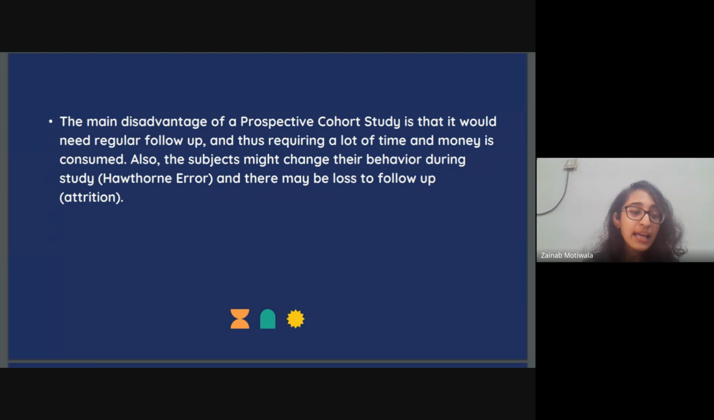So what is that? Usually subjects change their behavior during the study when they are being carefully watched. In this case, those who are smoking might reduce their frequency of smoking so that their outcome is not diseased. So this is what the Hawthorne effect is. At the same time, there is loss to follow-up, which is called attrition, and that is very easy in cases of cohort studies, especially prospective cohort.